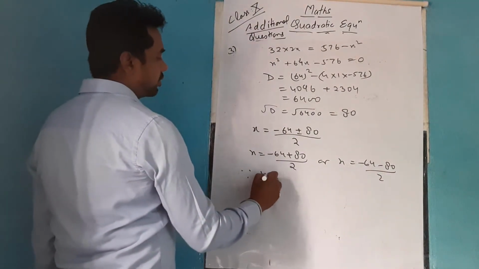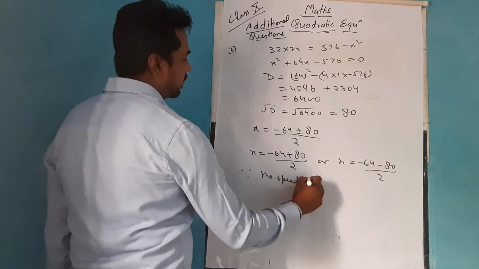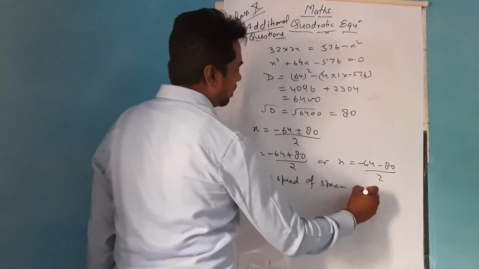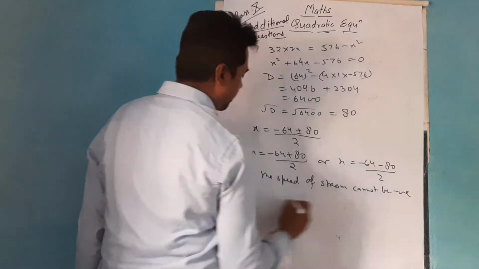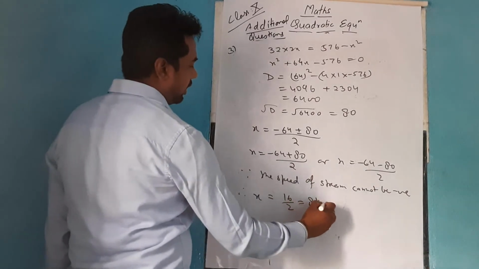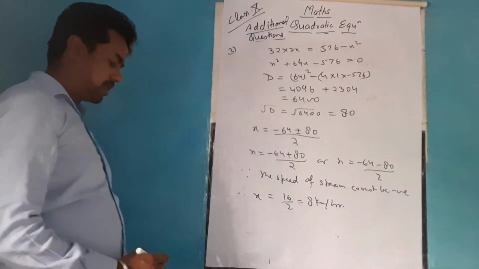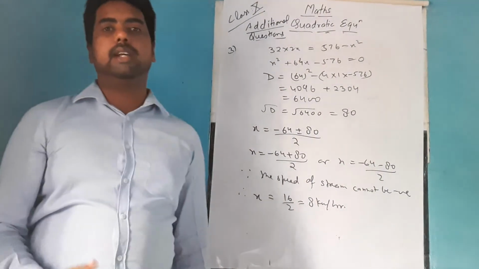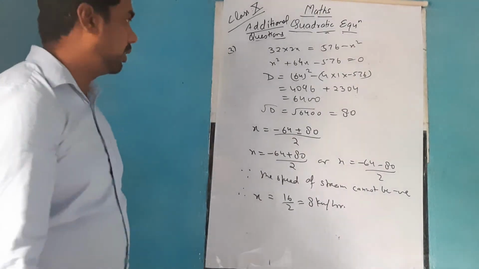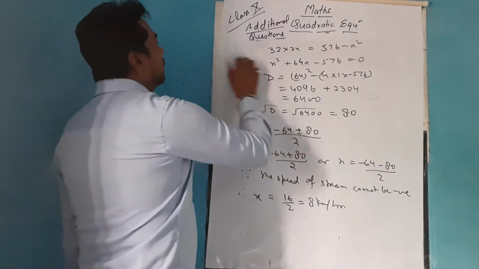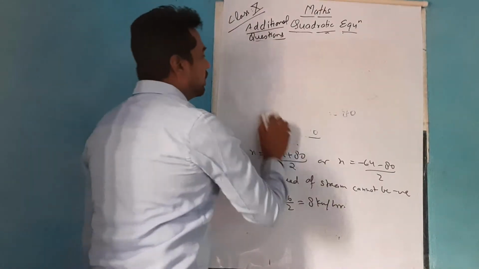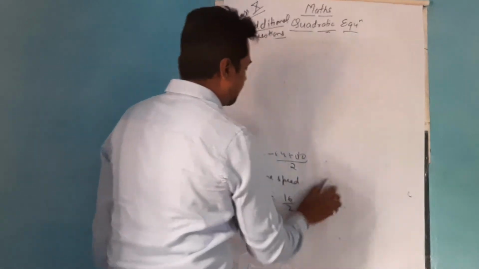Since the speed of stream, which we have taken as x, cannot be negative, therefore the value of x will be 16 by 2 equals 8 km per hour. Hence, the speed of stream you will get is 8 km per hour. This is question number 3. So the speed of stream is 8 km per hour.